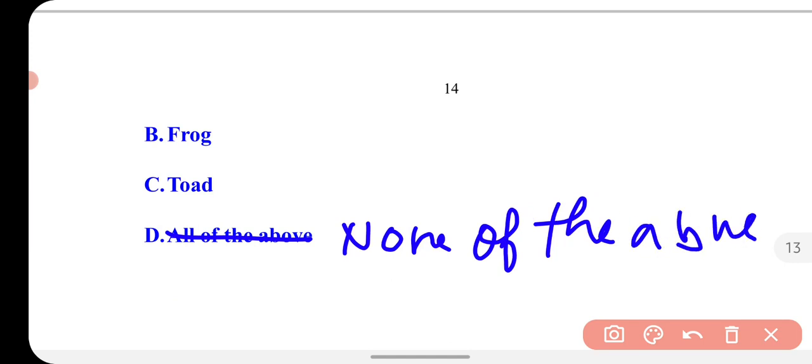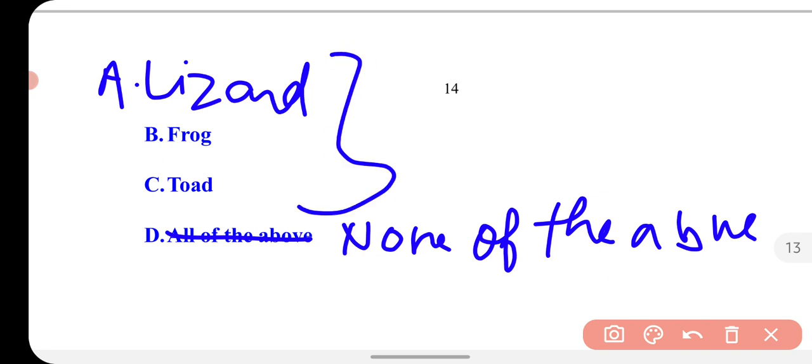Now you can see the lizard, frog, and toad show the epimorphic regeneration. Whenever they lose any of their organs, it regenerates, it develops, and it becomes complete. So all of these organisms show the epimorphic regeneration. So your correct option is D, none of the above.